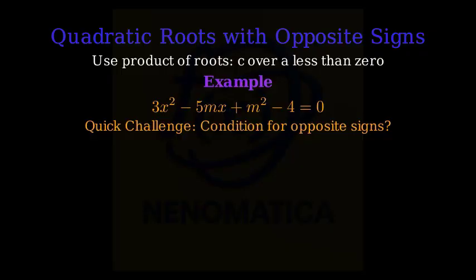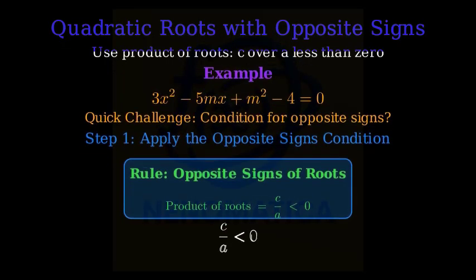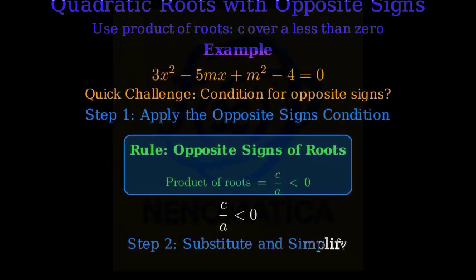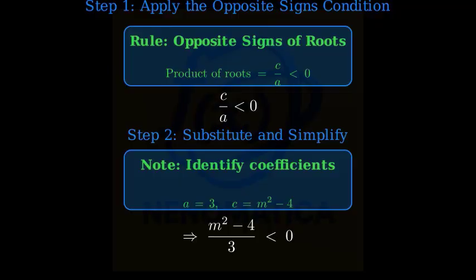The key idea is the product of the roots. Let's write that down formally and apply it. For our equation, a equals 3 and c equals m squared minus 4. Substitute those into c over a less than 0.